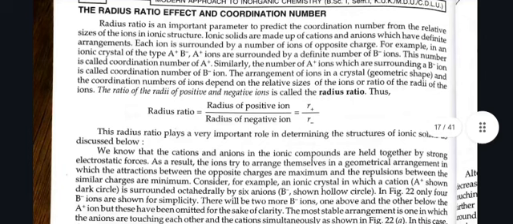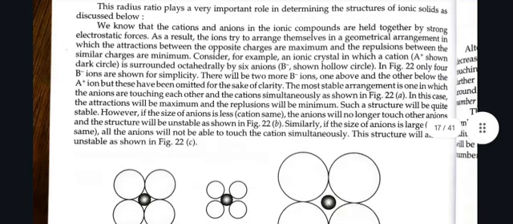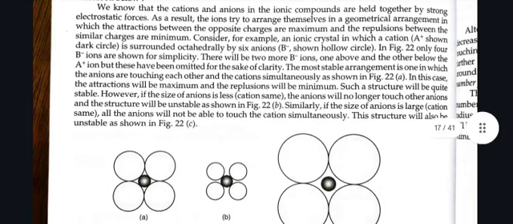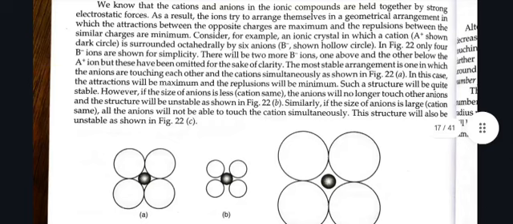We know that the cations and anions in an ionic compound are held together by strong electrostatic forces. As a result, the ions try to arrange themselves in a geometric arrangement in which the attraction between opposite charges is maximum and the repulsion between similar charges is minimum. Consider, for example, an ionic crystal in which a cation A positive, shown in a dark circle, is surrounded octahedrally by 6 anions B negative, which are shown in hollow circles. In figure 22, only 4 B negative ions are shown for simplicity. There will be 2 more B negative ions, one above and the other below the A positive ion, but these I have omitted for the sake of clarity.